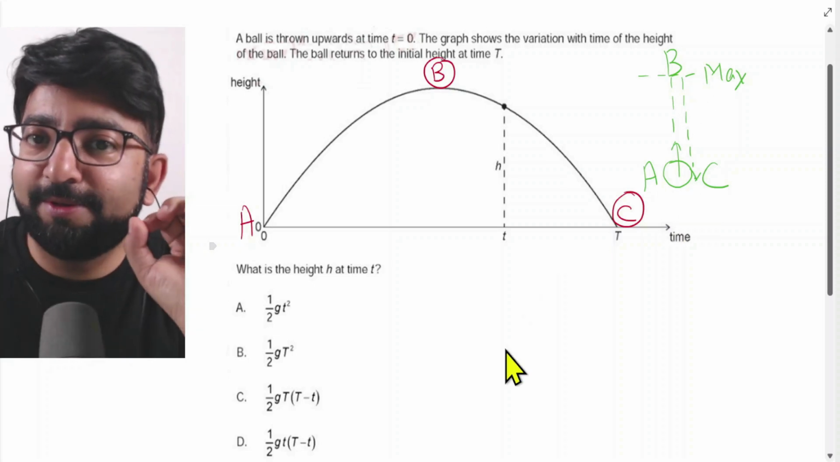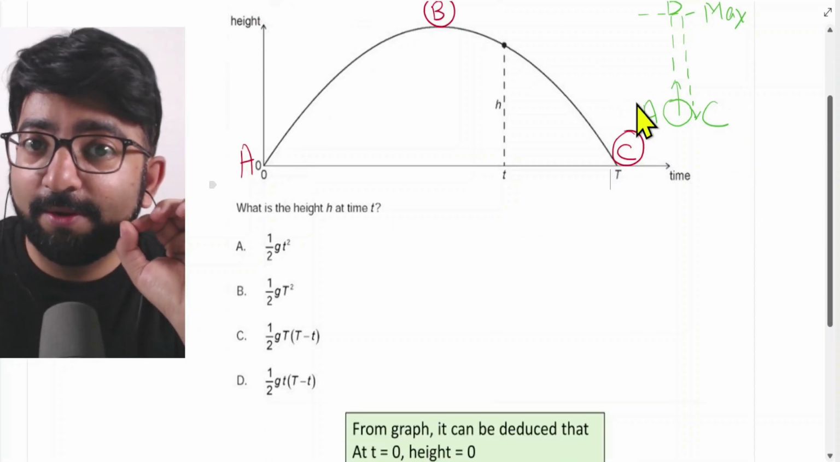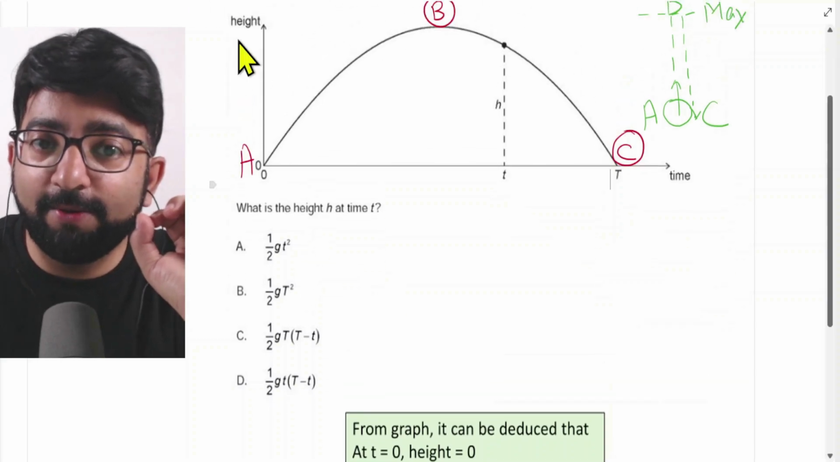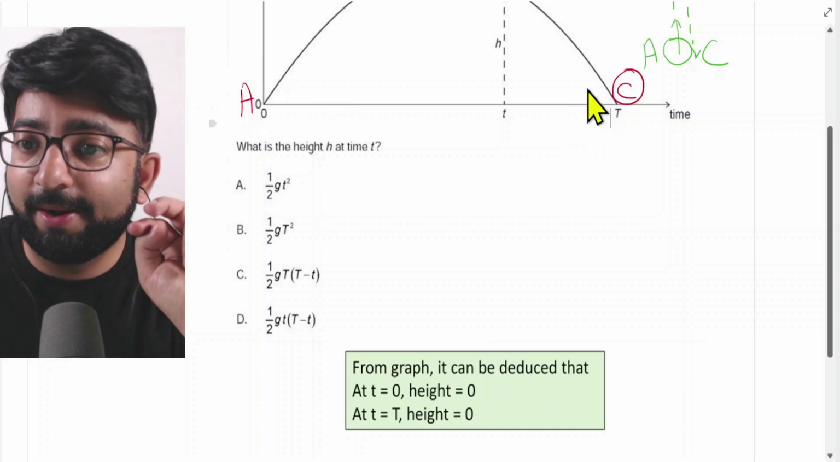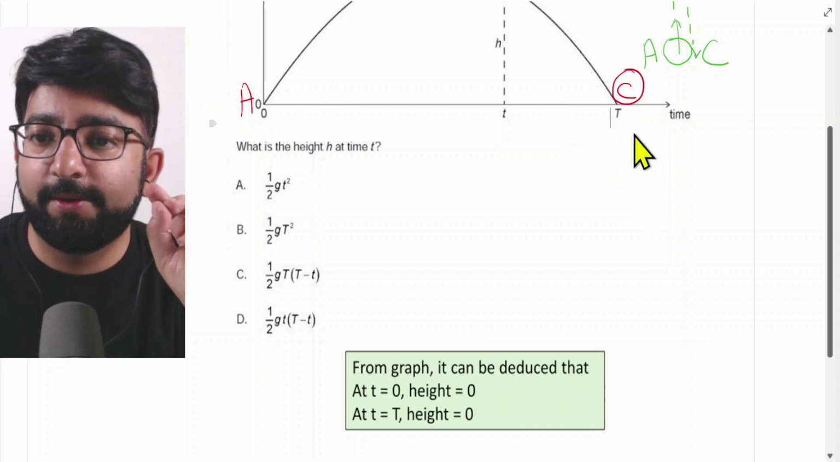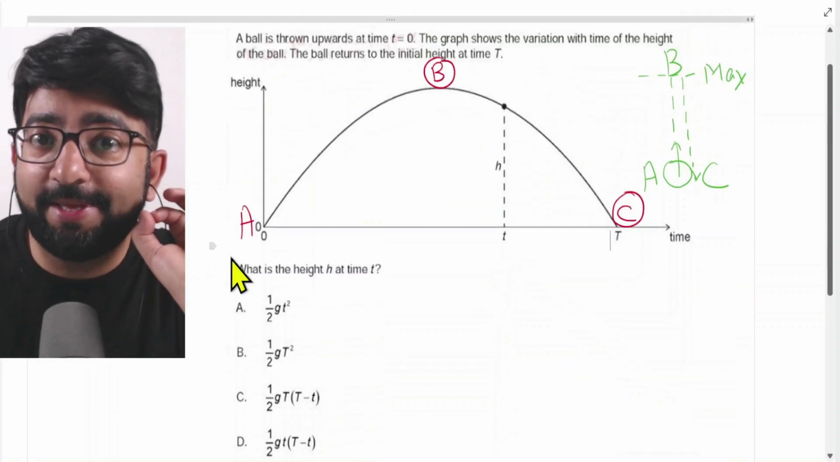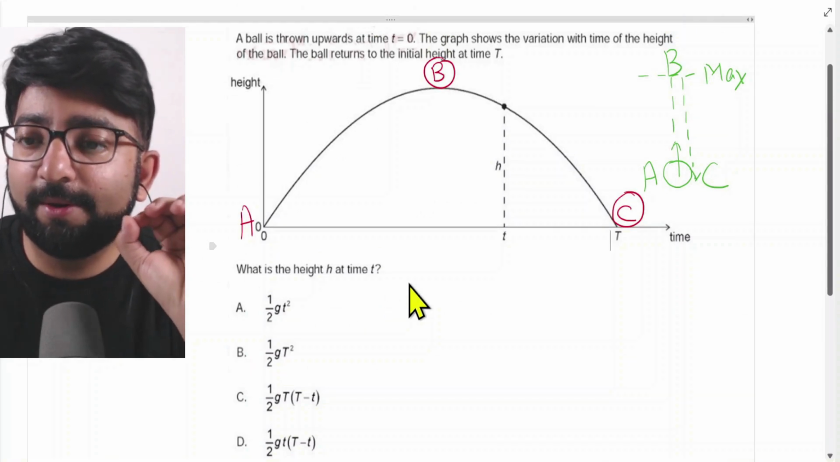So in our smart method, what we are doing, first of all, we observe from the graph that the value of height is 0 at two particular points. First, time t is equal to 0 and time t is equal to capital T. And the question wants us to figure out the expression for the height at a particular time t.